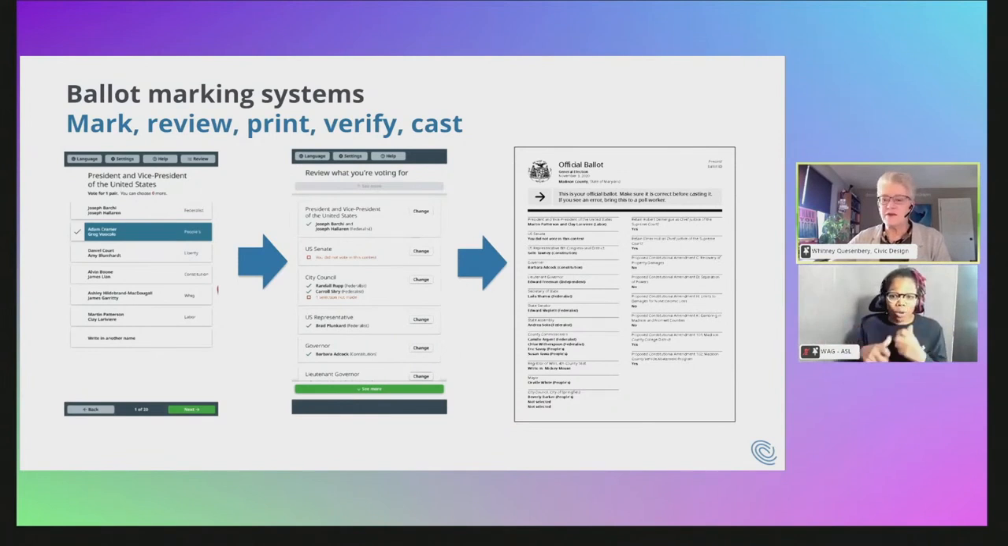That then gives a review screen. This is actually part of the federal requirements, that you get what's called a second chance to check that what you have voted for is who you intended to vote for before you cast your ballot. And then they print the ballot.